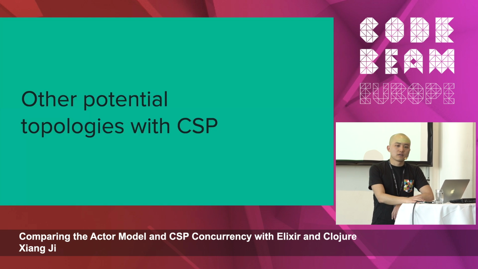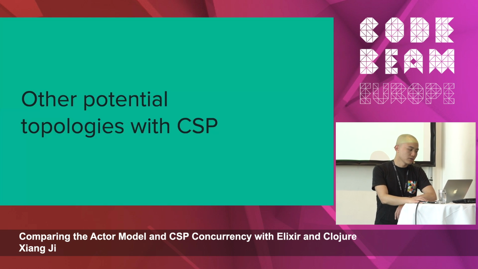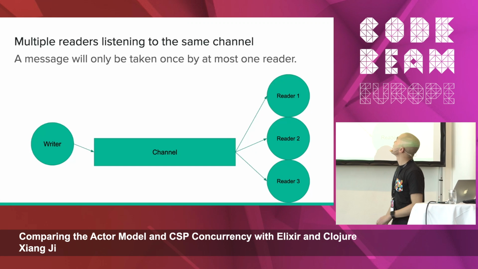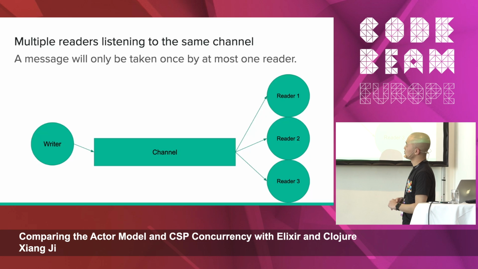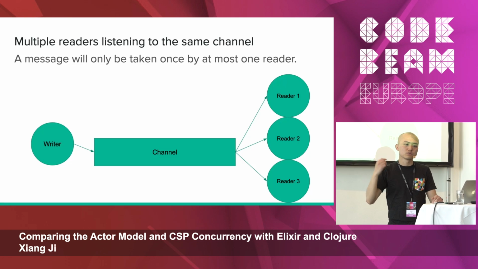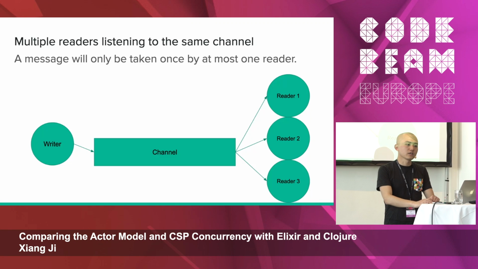Okay, so some other more complex topologies compared to the simple one we just displayed. You can have multiple readers on the same channel, which means a message will only be taken once, by at most one reader. So a message can be taken, for example, by reader 2, and it will be gone. No other readers will get it. And I think in Golang, this will be delivered at random.